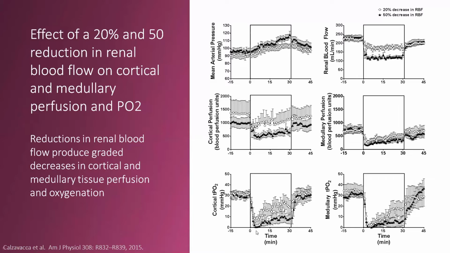And this resulted in large decreases in cortical PO2. Similarly, there were drops in medullary perfusion and also medullary PO2. And these values came back to control values. We only show you 15 minutes here, but within 30 minutes to an hour, values had come back to control levels. So we think that these reductions in renal blood flow producing graded decreases in cortical and medullary tissue perfusion, and the fact that they came back to similar levels following this, is again evidence of the reliability and reproducibility of these probes.